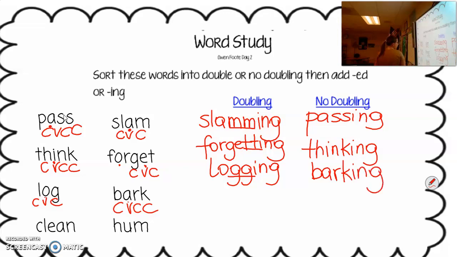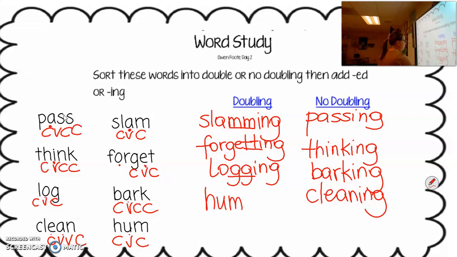Now let's look at the word clean. Let's mark the vowels. E and A are my vowels. So this is going to be a C-V-V-C word, no doubling. So, cleaning. Okay, and the last one, hum. CVC, and we know if it's a CVC, I need to double the final consonant. Hum, double the final consonant.